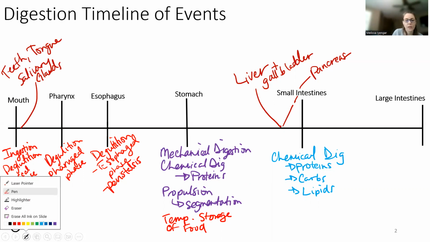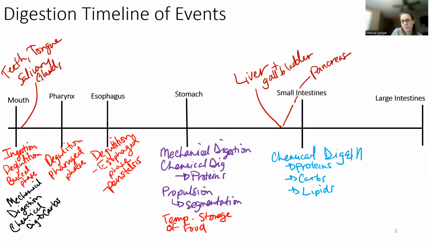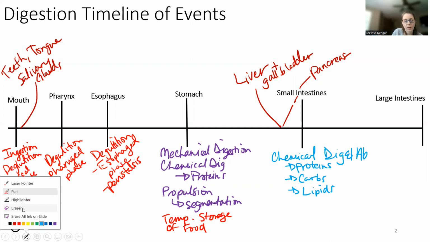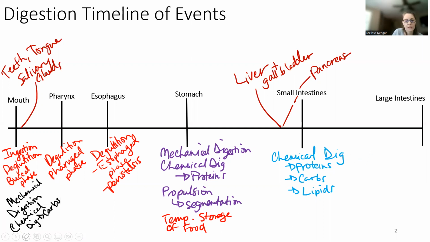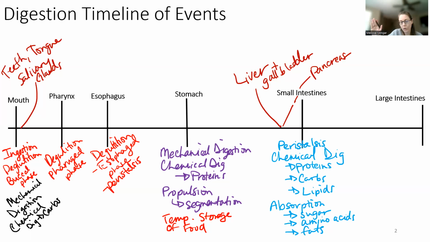And then the most important thing here is absorption. Let's not do that. I'm just going to make a second section for absorption. Again, absorption of sugar, absorption of amino acids, absorption of fats. Okay. The small intestine is also going to do peristalsis because it's going to move everything forward. So those are our basic functions of the small intestine.